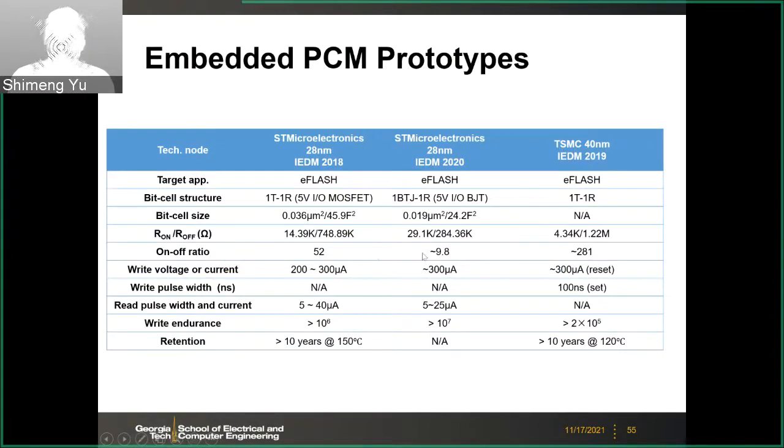On-off ratio. And the read current is still high at 28 nanometer. The reset current, you need 200 to 300 microamp. And then endurance is typically 10 to the power 6 or 10 to the power 7. And it can reach 10 years retention at higher temperature, because for automotive it's not 85 C. You need to guarantee it at 150 C.